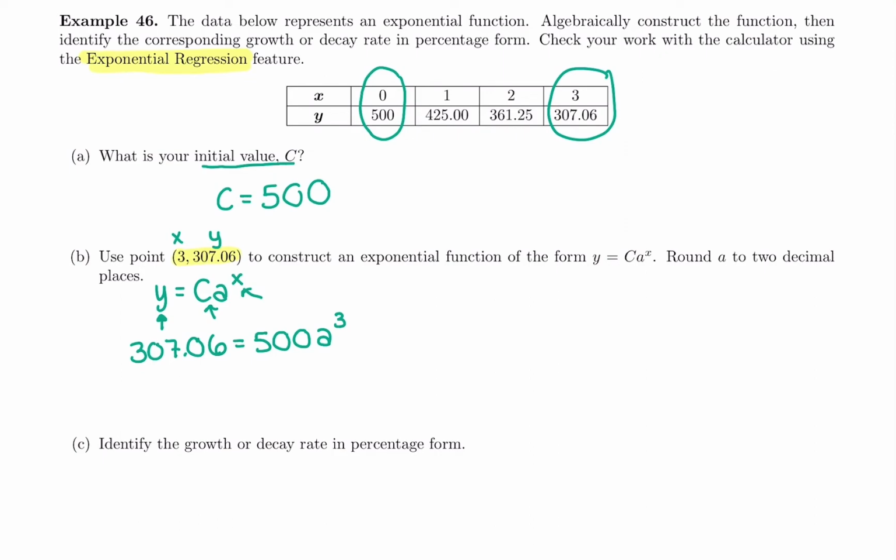This is nice because we're solving for a base, not an exponent, so we don't have to use logs to get A by itself. We're going to use like a square root or a cube root button on our calculator to get A by itself instead. Well, first of all, it's multiplied by 500. So I'm going to start by dividing by 500 to get A by itself. So when I do that, I have 307.06 divided by 500, which gives me 0.61412. We bring this on up here, and that equals A cubed. So I need to take the cube root of that.